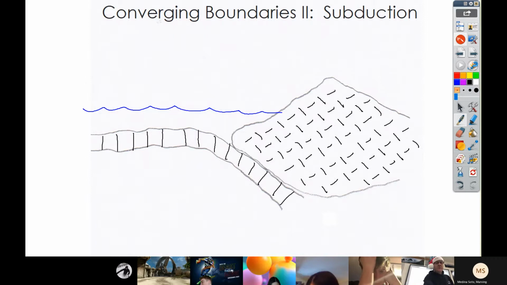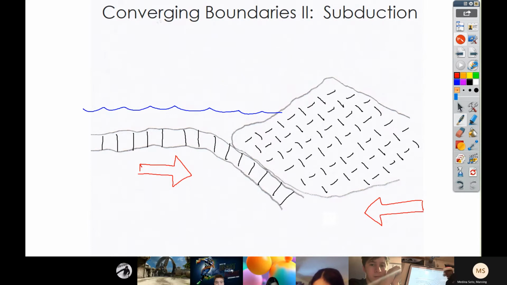All right. So what we're going to do is add our moving magma, because of course everything is caused by movements of the magma, the convection currents. Since it's very hot, I'm going to switch to red. So the ocean plate is moving towards the continental plate. Meanwhile, the continental plate is moving towards the ocean plate. So they are coming together. They are converging.